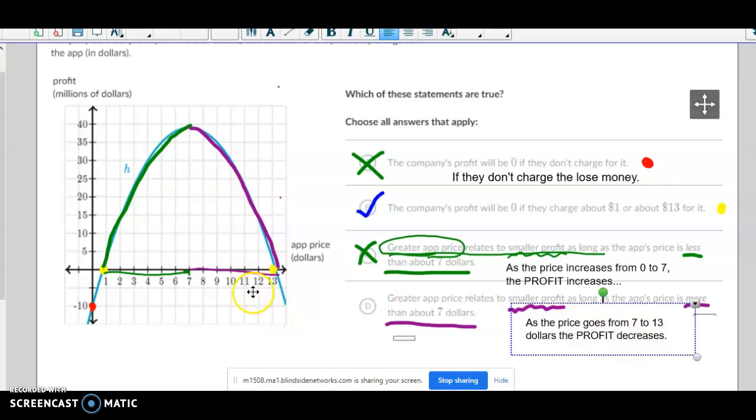As the price grows from $7 to $13, the profit decreases. So greater app price relates to smaller profit. Is that true or false? That's true, right? Because the profit is decreasing. So this would also be true. This would be another check. Check, check, check. So this would have two answers, B and D.